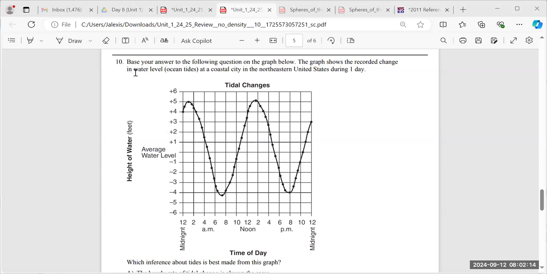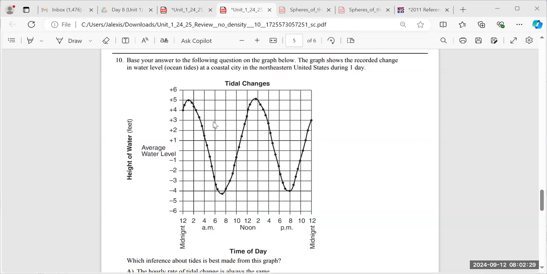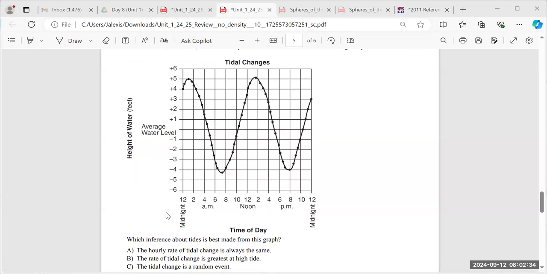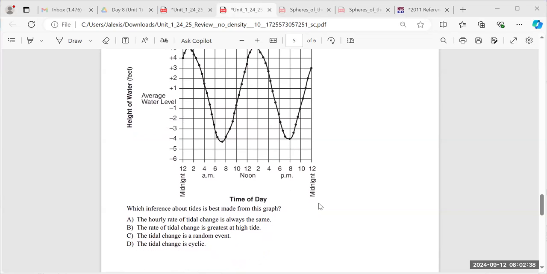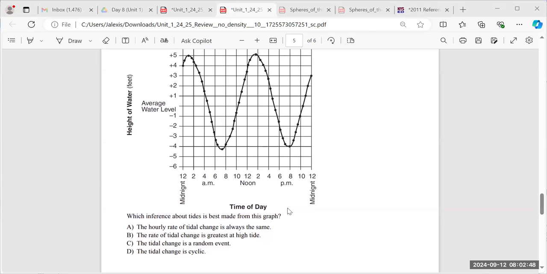All right. Number 10. Number 10 says, base your answers to the following question on the graph below. The graph shows the recorded change in water level, ocean tides, at a coastal city in the northeastern United States during day 1, right? So it's giving us the height of the water during 1 day, right? What inference about tides is best made from this graph? All right. So what inference?